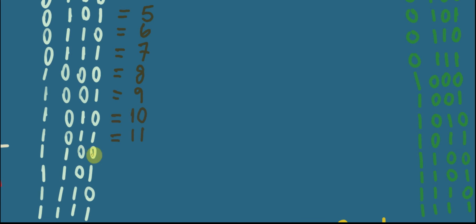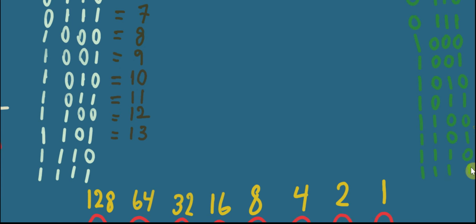1100 is equal to 12. Same logic. In the third column, I raise the 2 to 2. So 1 times 2 squared is 4. Since 2 squared is 4, times 1 stays the same, 4. This here is 8. 8 and 4 is 12. 1101 is equal to 13. I think the logic is obvious now. Hopefully, I was successful.